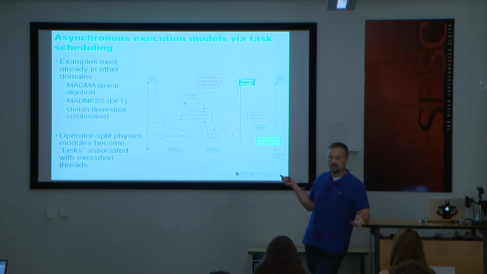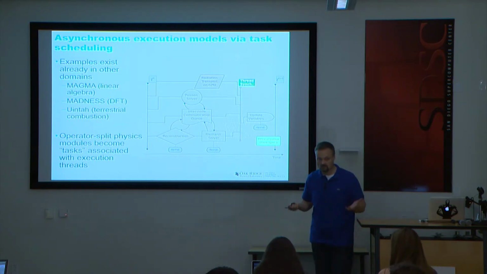MADNESS is a DFT code that's used for a lot of things. It also has a task list like this. Uintah is a terrestrial combustion code that was developed at the University of Utah that also does stuff like this. In operator split physics, the individual pieces of operator split physics can become these tasks. And you can just schedule big chunks of your operator split physics or sub-chunks of it. And so for multiphysics, at least logically, it's easy to figure out how to do it. Now, when you actually do it, yeah.